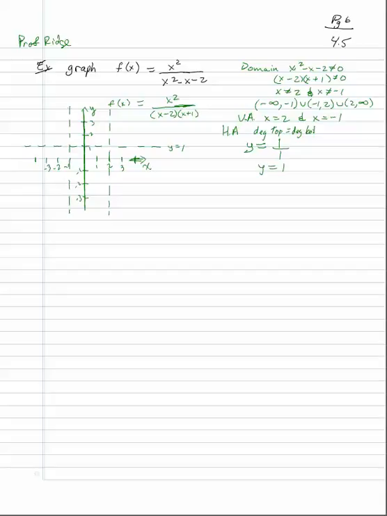Alright, x-intercepts. We let the top equal 0. So x equals 0. So (0, 0) is our x-intercept, which of course will be our y-intercept too, because you can only do one. Because you put in 0, you get 0 over negative 2, which is 0. Okay, so we got (0, 0). And now we're going to plot some points so we can see what's going on near the asymptote.